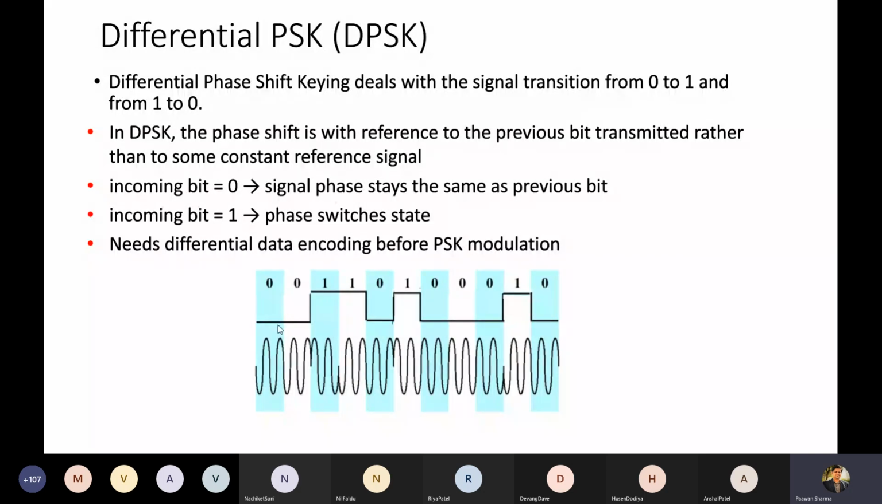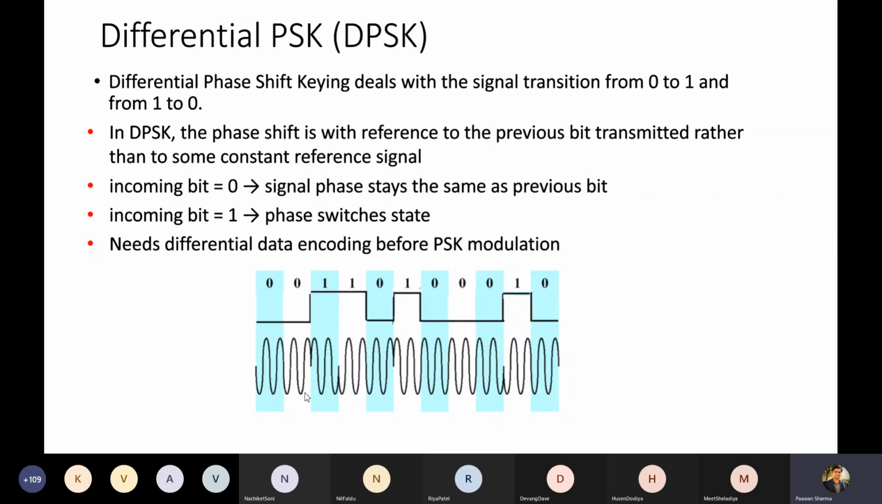What is that? You can see this is 0 and the next bit is 0. If the incoming bit is 0, the signal phase stays the same. So this was the phase, and it was continued. No phase change occurred. Compare it with BPSK. If you remember, bit 0 means phase 180 degrees, but here in DPSK it will continue. When a bit 1 comes, it will be just the reverse of the phase of the previous bit.